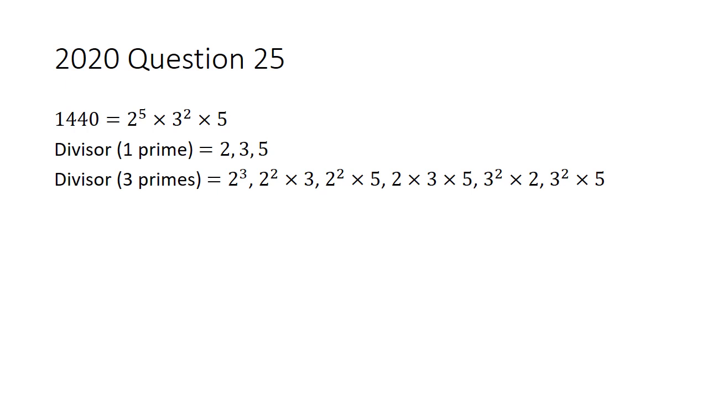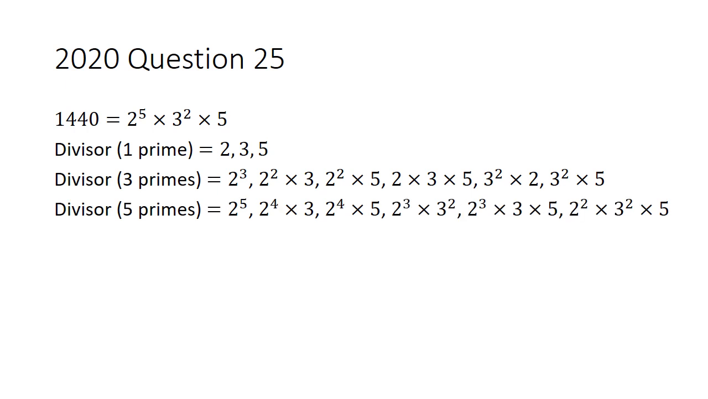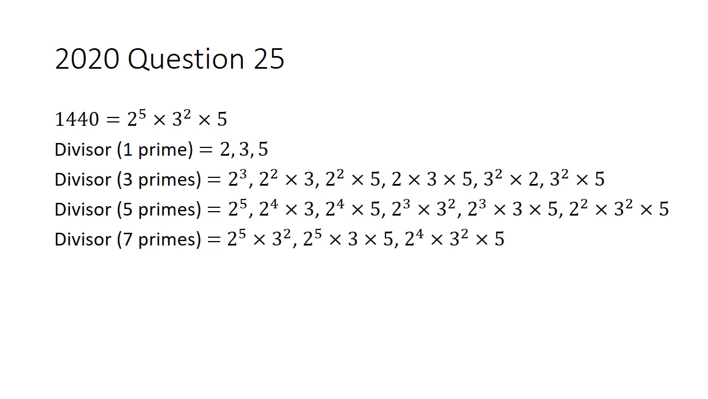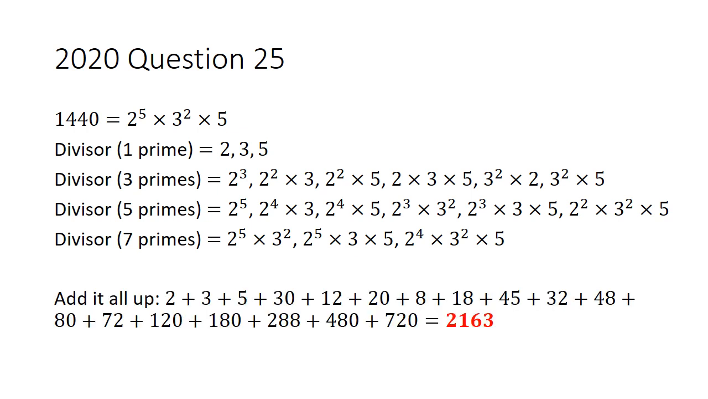So we can do this kind of methodical listing for divisors consisting of 5 primes, divisors consisting of 7 primes, and for 9 primes, we don't have to do it anymore since this number only has 8 prime numbers that form it. So if we tally up all these numbers together, that gives us a total of 2,163. And that comes to the end of SMO 2020.